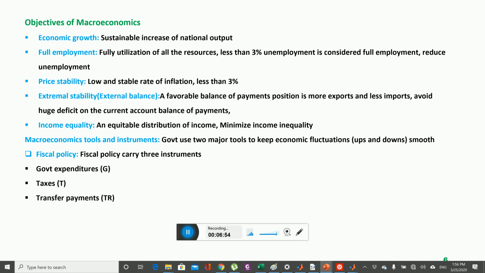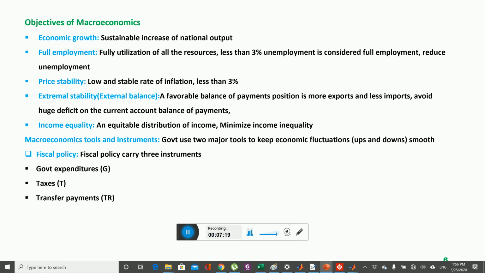We have to take our economy from the lower bottom to the peak, to the boom, to the top position. This is called economic growth. The second one, full employment. This is another objective of the macroeconomic study. It means we have to fully utilize all the available resources of the state, Afghanistan.